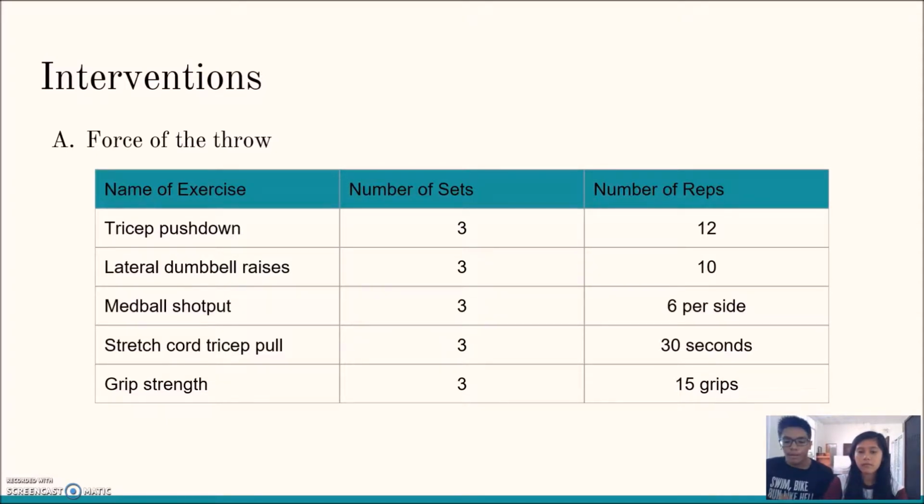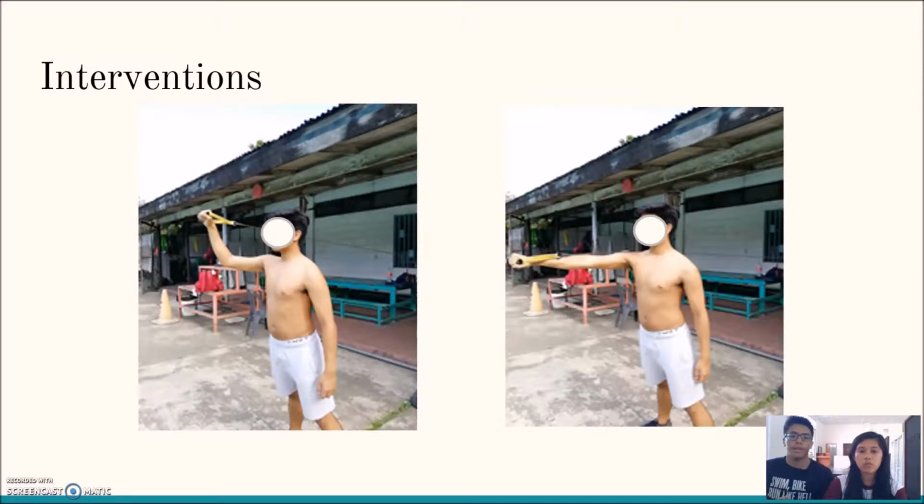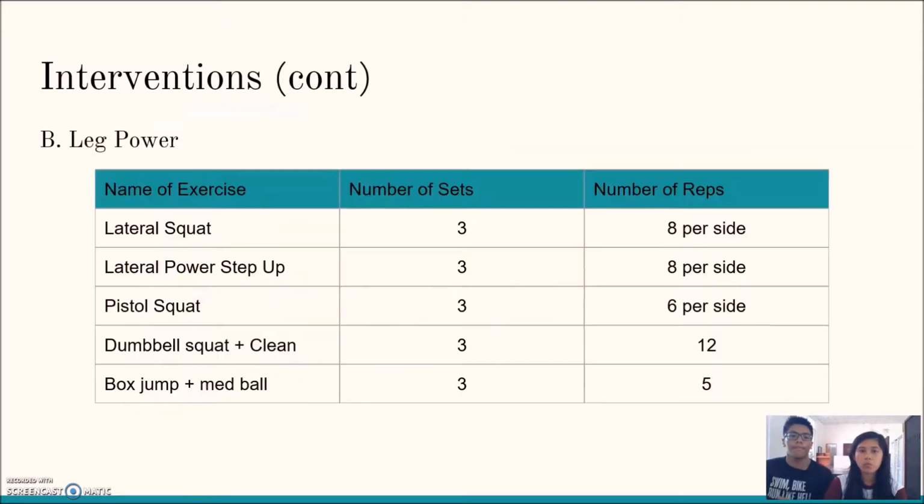grip strength exercises. The grip strength is important because during the follow through phase, which we'll explain later, players tend to just push the ball when they throw it. There's no follow through. So in order to have a good follow through, you need good grip strength in order to have a good grip on the ball. So an example of the stretch cord tricep pull.